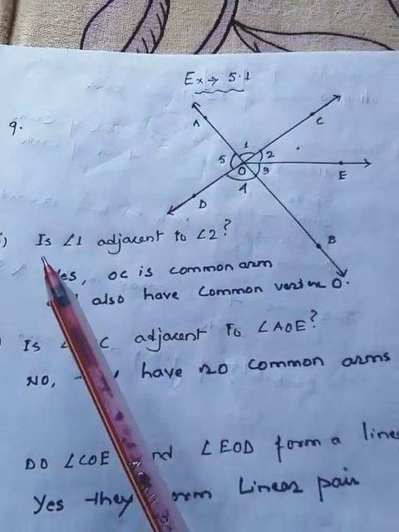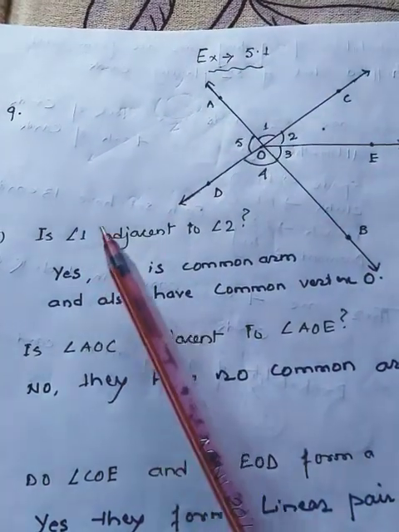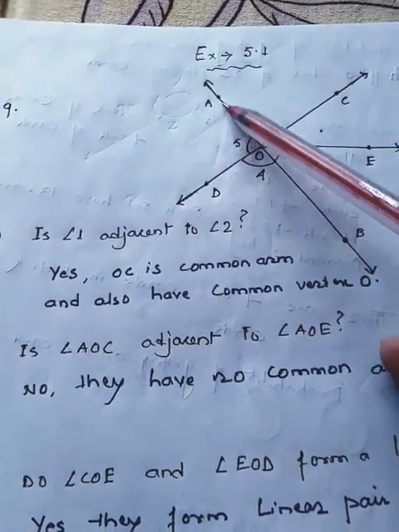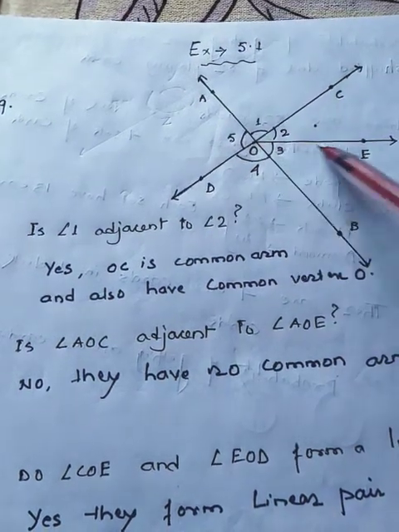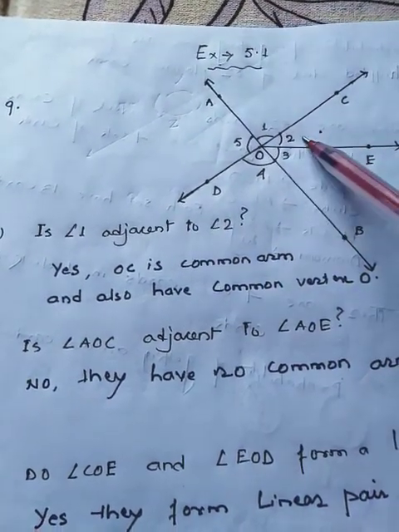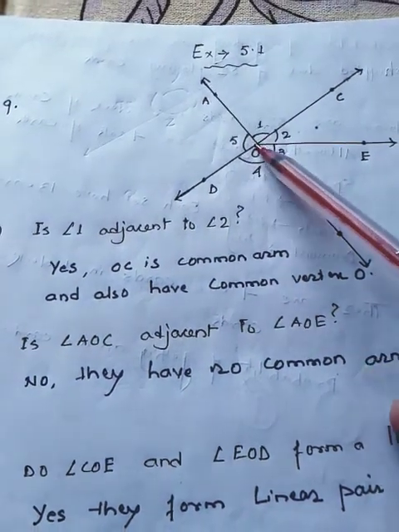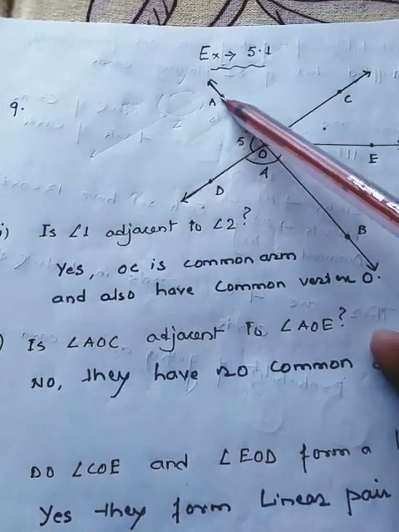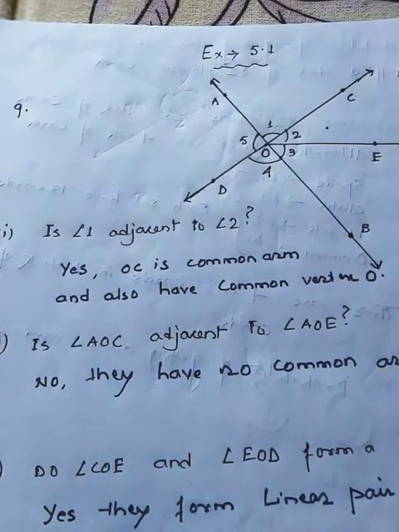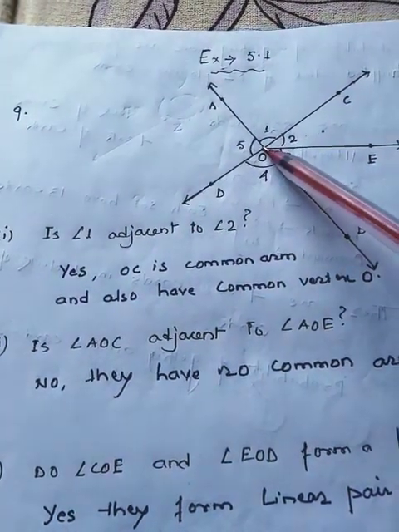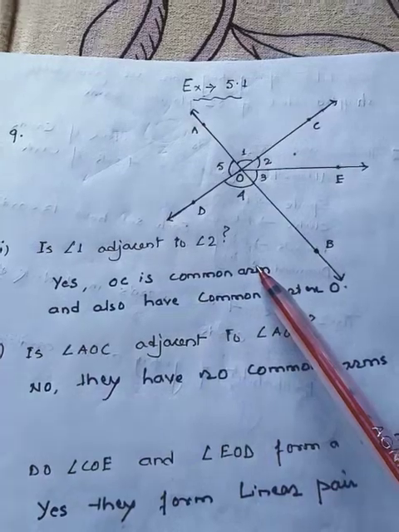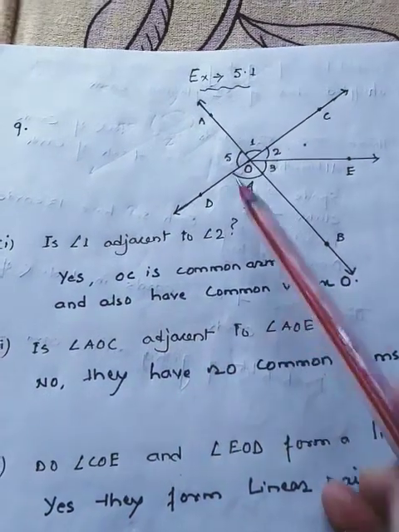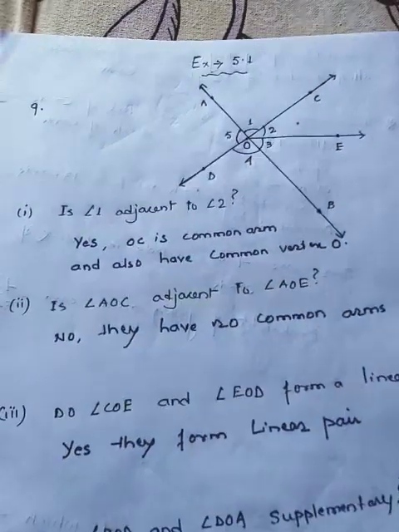The first question is: is angle 1 adjacent to angle 2? See, this is angle 1 and this is angle 2. So the question is, are angle 1 and angle 2 adjacent? Yes. Why? Because they are sharing the same vertex and the same arm. So yes, OC is the common arm, and they also have a common vertex, that is O. Let's go to the next question.